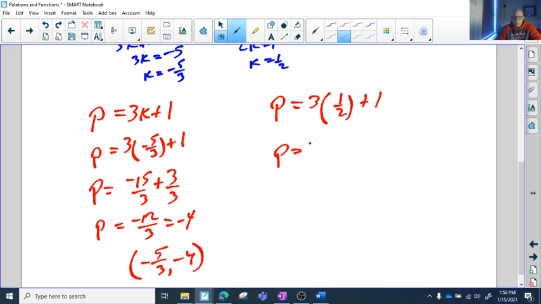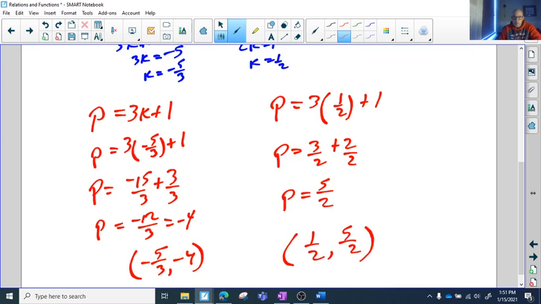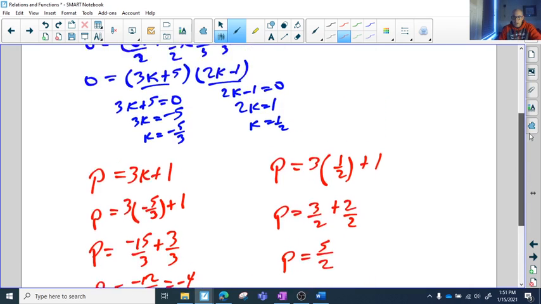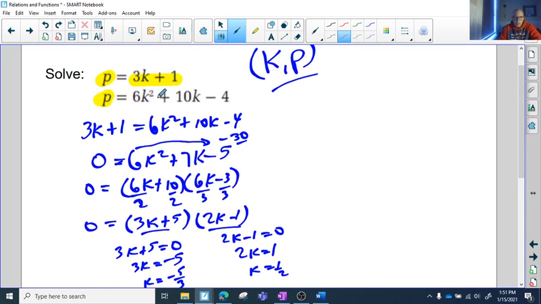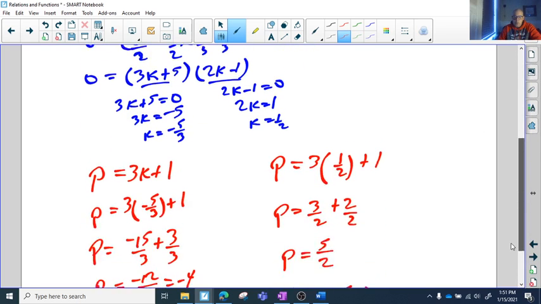So 3 times a half is 3 over 2. 1 is 2 over 2. So this would be 5 over 2. So the other ordered pair where these two graphs would intersect each other would be at the ordered pair k is a 1/2, and the p value would be 5/2. So this would be a scenario where if we were to put it into Desmos, I can tell from here that these two graphs, one's linear, so one was a line. This one's linear, it's a line, and this is a parabola. So this line and this parabola intersect each other in two different places.